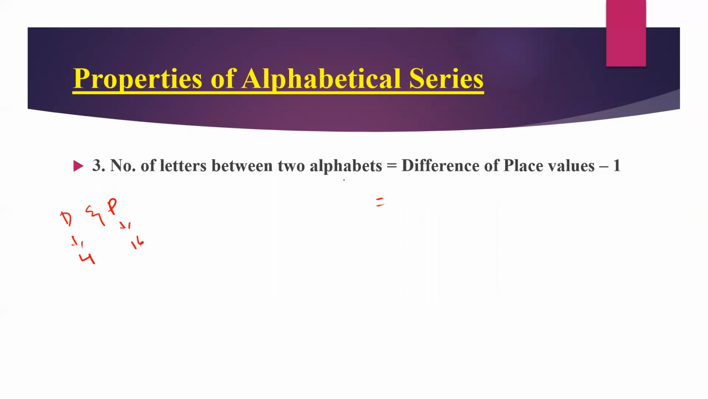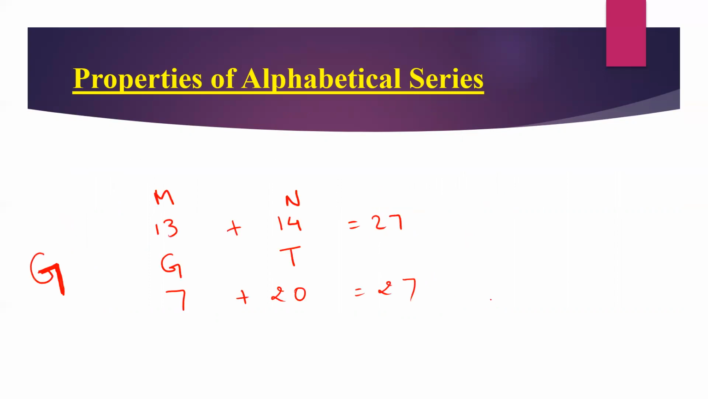So if we need to find how many letters are there between D and P, how will we get to know that? We will just take the difference. What is the difference of their place values? 16 less 4 is 12, less 1. 12 less 1 is equal to 11. So how many letters are between D and P? It is 11. Right? Count it here.